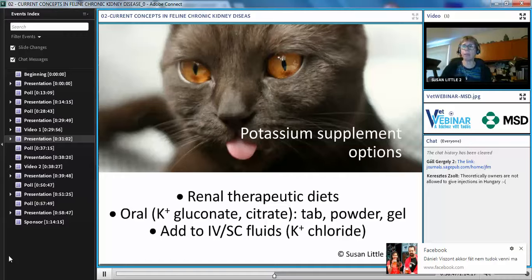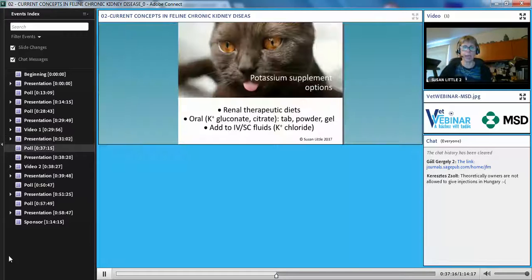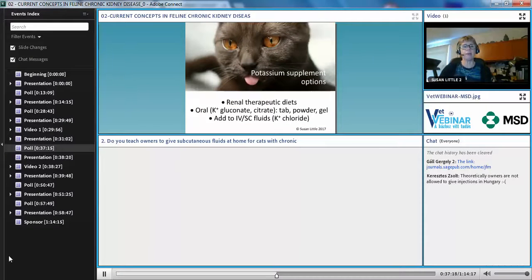And as I already mentioned, we also can add potassium to IV fluids. Typically we give around 30 milliequivalents per liter. We don't like to go above about 40 milliequivalents per liter of fluids because at that level the potassium is actually irritating to the veins or irritating to the sub-Q tissue. It starts to sting. So we can put potassium chloride also in the sub-Q fluids as a way of supplementing if the cat is getting supplemental sub-Q fluids at home.